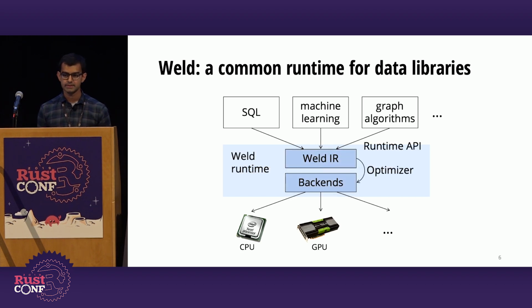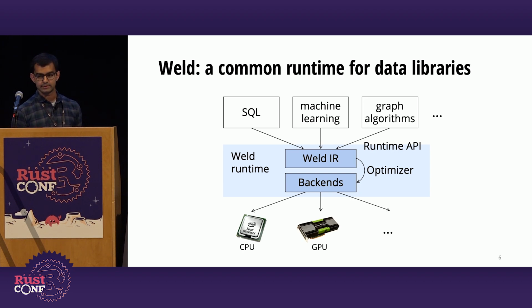So internally, Weld has a bunch of components. The first one is this runtime API that developers of libraries use to actually submit work into Weld. The second component is this Weld IR. This is basically a parallel functional small programming language that developers of libraries use to submit work into the runtime. And I'll talk a bit more about that in a bit.